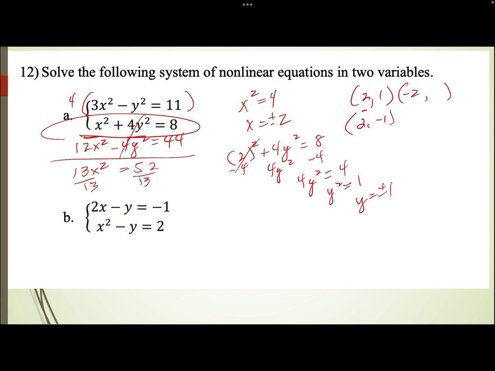But then also, if I put the negative 2 in here, aren't I going to get the same answer? So I get 1 and negative 1. So I actually have 4 answers. You've got to be careful that you're matching up the answers with the ones that work.